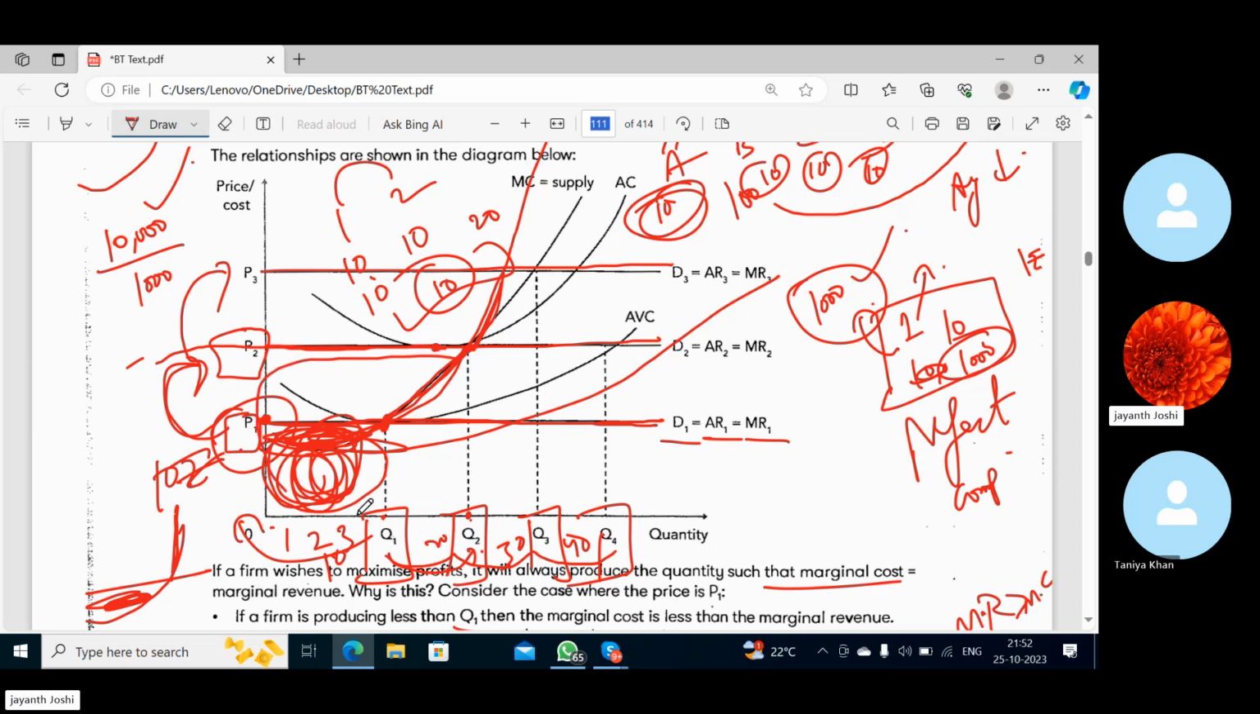Below this, for P2, from 0 to Q1, all this is the profit zone, okay? But from here, again, they will incur losses. So again, the price should shift to P3 and the quantity should shift to Q3. Then the entire area becomes profitable at the P3 price.